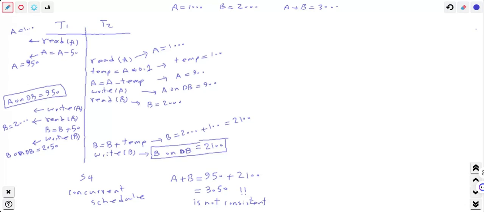As you see in the previous schedule, the order was good, so we have consistency. But here the order is not good, and we do not have consistency. So the DBMS should control the order in a manner, by some algorithms, to ensure consistency. This is the responsibility of the DBMS.